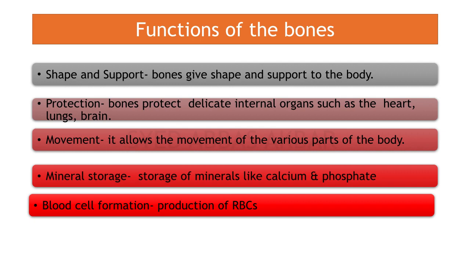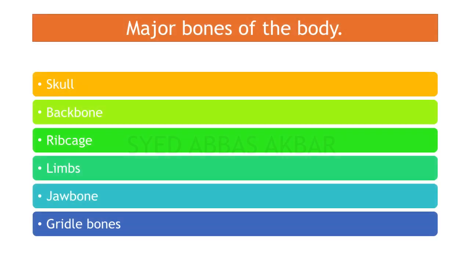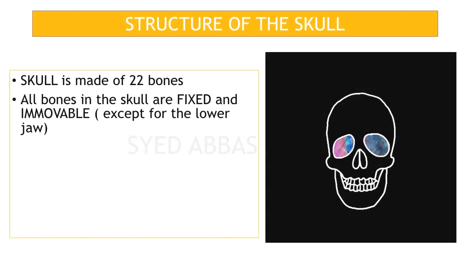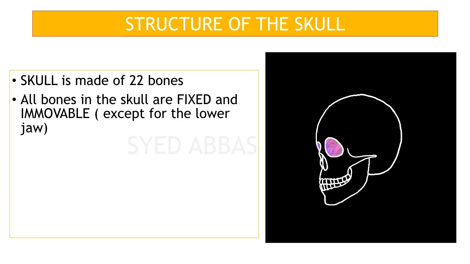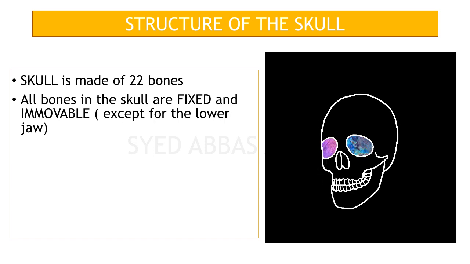Let us now talk about the major bones of the body, that are skull, backbone, ribcage, limbs, jawbone and girdle bone. So let us now talk about the structure of the skull. The skull is made up of 22 bones.